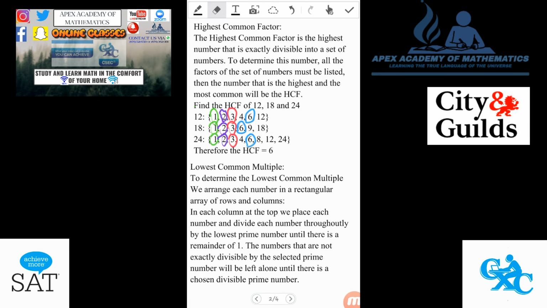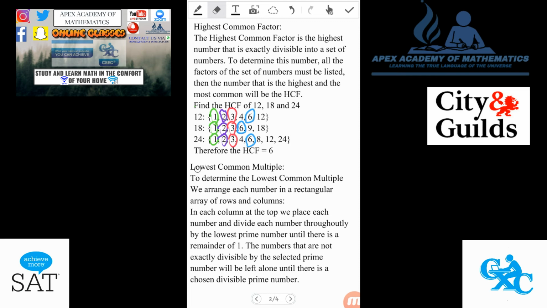All right, good. So notice here that the HCF is usually less than or equal to the lowest number in the set. Sometimes the HCF might be the lowest number in the set, or it might be a number lower. Because it is a factor, it cannot be greater than the number. All right, good.